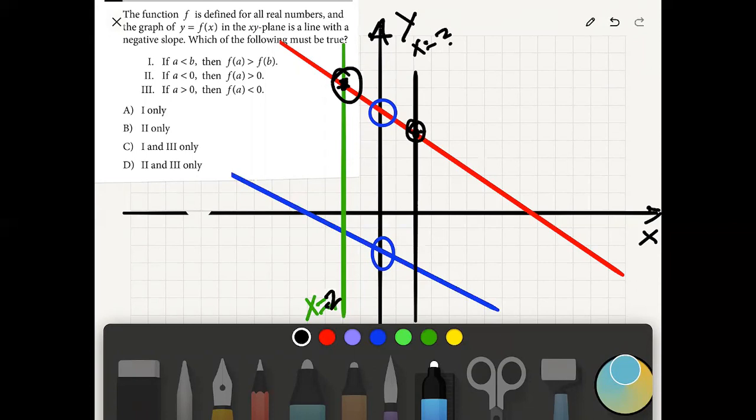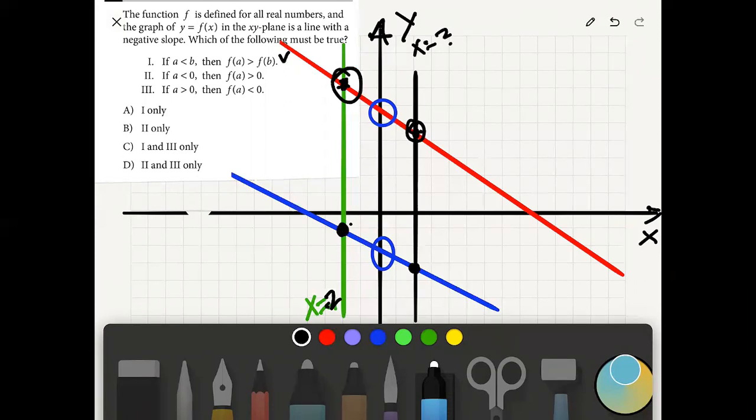We're going to find out for this blue line, f of -2, here's the output, and here's the output for f of 2 right here. And as you can see, this output is still larger than this output. So it looks like number one might be true.